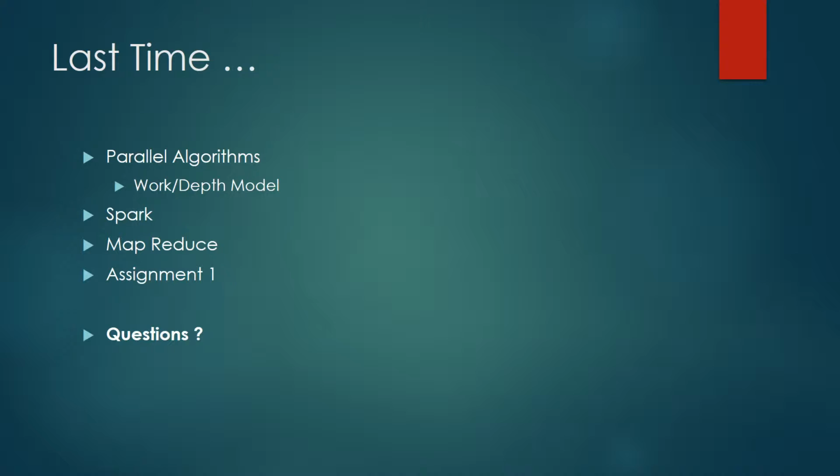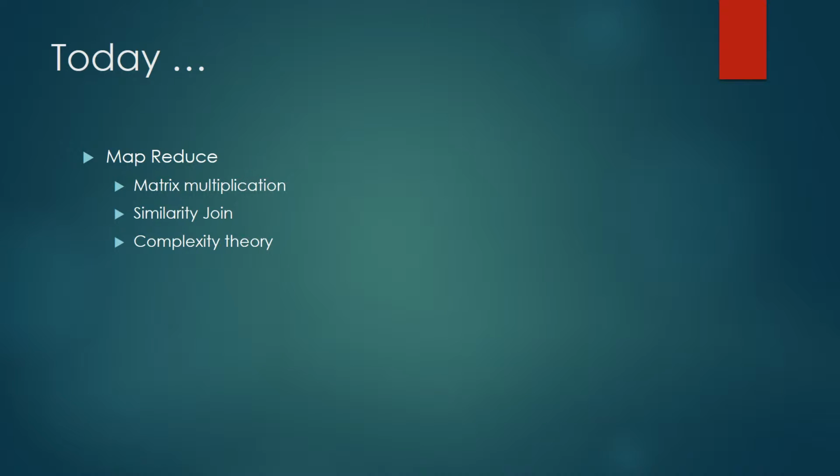I'm going to switch over to a more theoretical lecture today, and then we'll come back to some more direct implementation aspects as well. So that's what we have done. Today we're going to focus on MapReduce. We're going to pick up two very simple examples, matrix multiplication and the similarity join, which I just described, which is your second problem for the assignment. But more specifically, we're going to look at complexity theory and how we analyze MapReduce algorithms themselves.